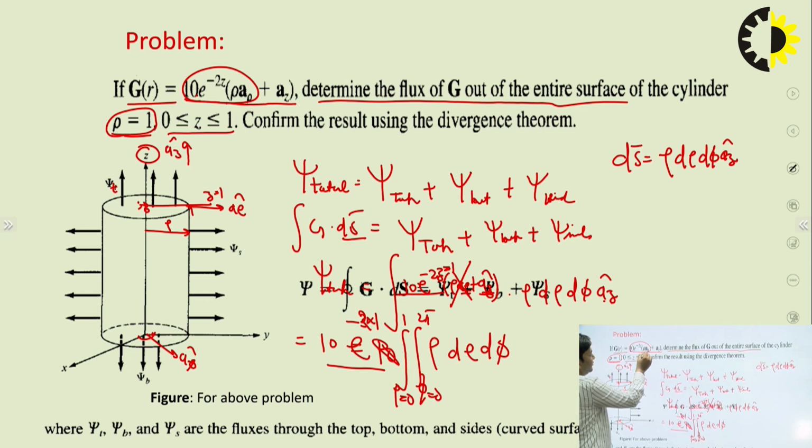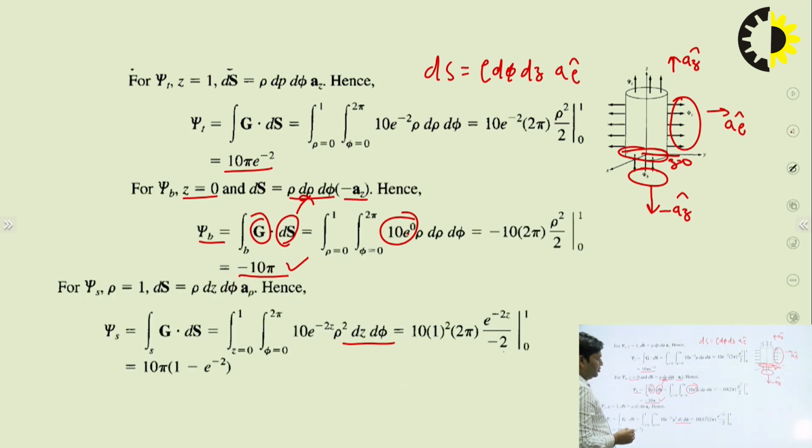So we put the rho d phi dz here, and the value of this one is rho in the direction of a rho. What is the vector? Tan e to the power minus 2z into rho. So tan e to the power minus 2z into rho, and rho d phi dz is here. So what is here? Rho square. So the total value here is tan e raised to the power minus 2z rho square dz d phi.